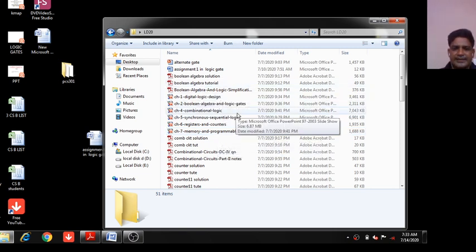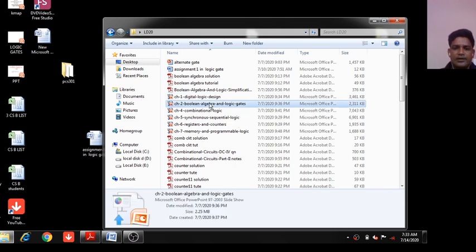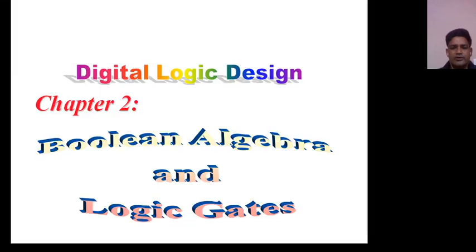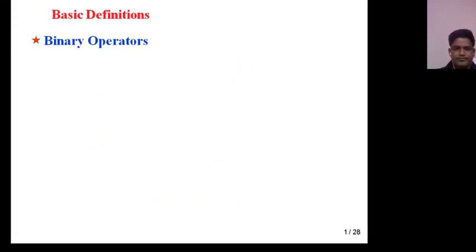Today we will discuss Boolean algebra. Okay, this is your Boolean algebra. What is Boolean algebra? In 1854, George Boole invented Boolean algebra.